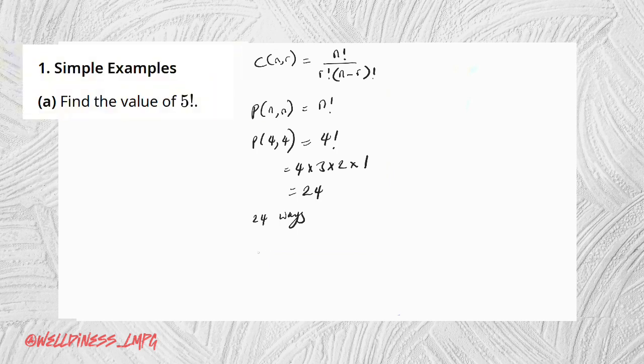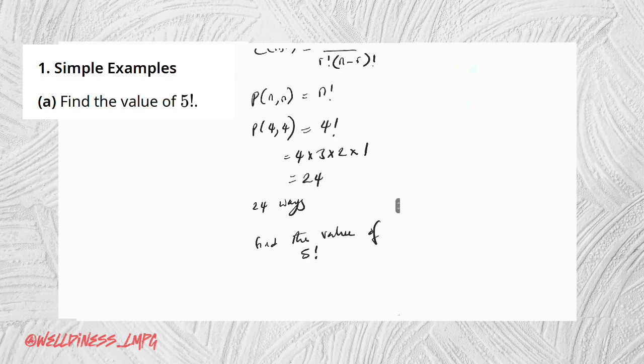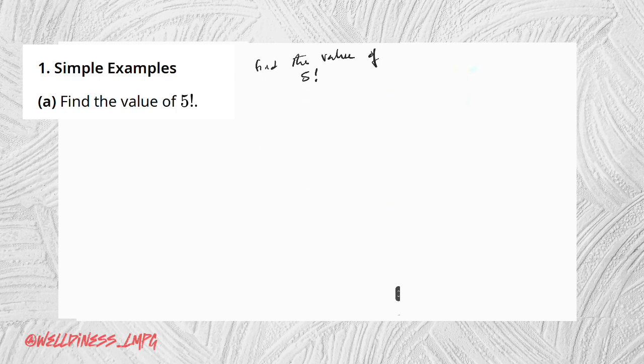So moving on to the next question, we have find the value of 5 factorial. So this is a very simple question to start things off. So to get 5 factorial, that's actually very easy. That's 5 times 4 times 3 times 2 times 1. And when you multiply 5 times 4 times 3 times 2 times 1, you end up with 120. So the value is 120.